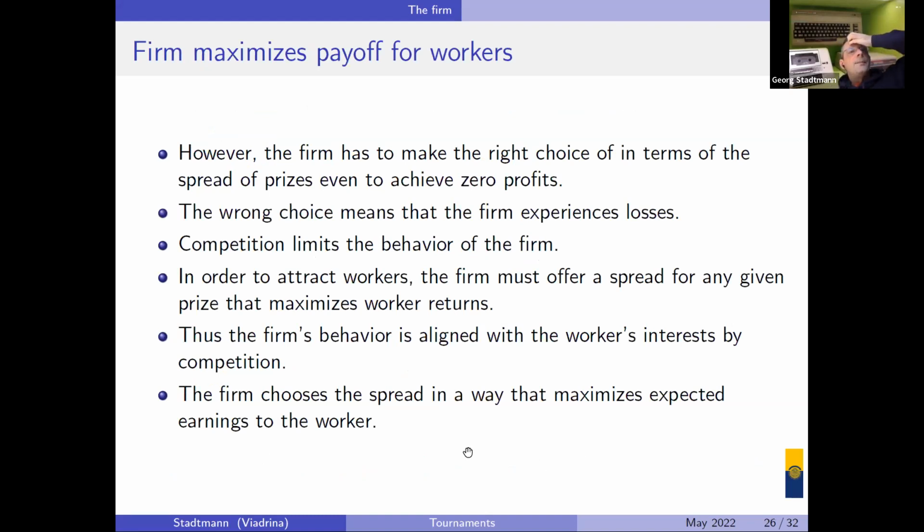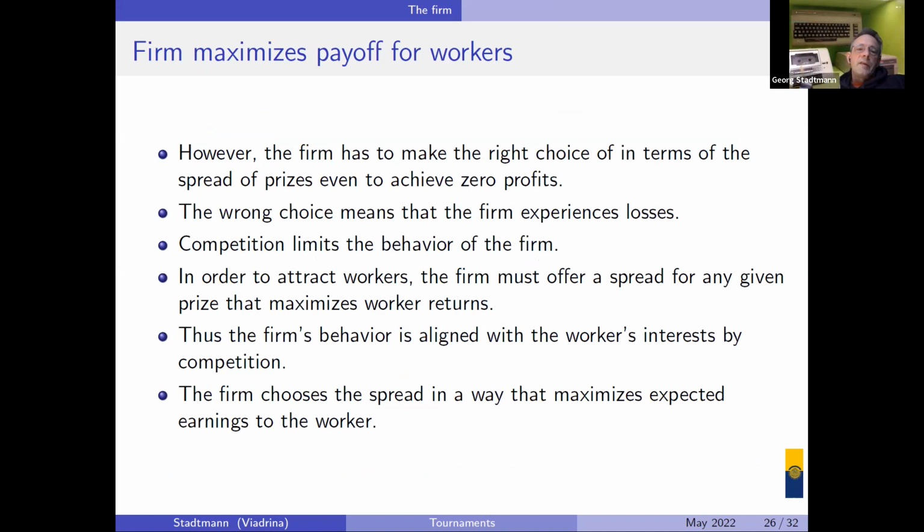Okay, the firm maximizes the payoff for the worker. This is also a very important assumption which is made in this paper.